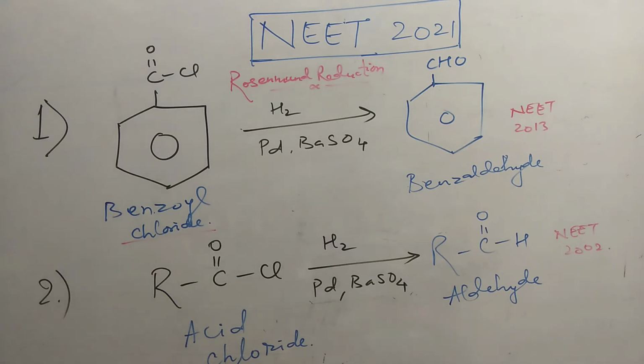When acid chloride RCOCl is treated with hydrogen, palladium barium sulfate, aldehyde is formed, and this was asked in NEET 2002. So you have to remember this very important reaction. Understood, student?